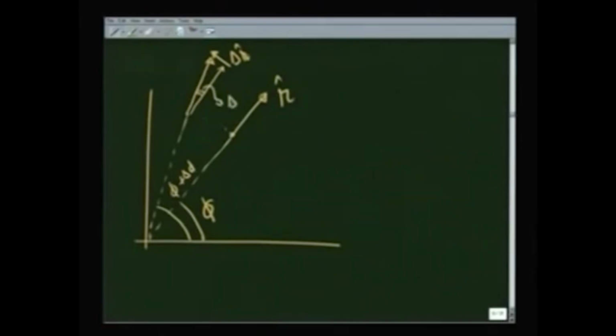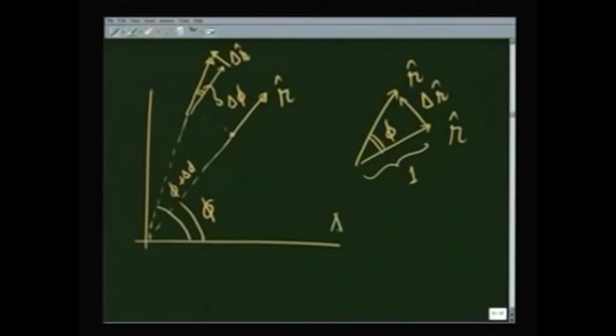How much is this angle? This angle is delta phi. If I redraw it, so initially your vector was like this, the final unit vector is like this, this is the change and this angle is delta phi. Since this magnitude is 1, you can see that delta r magnitude is going to be delta phi. And the direction is in the direction of increasing phi, the way I have made it. Therefore, delta r is going to be equal to delta phi times phi unit vector.